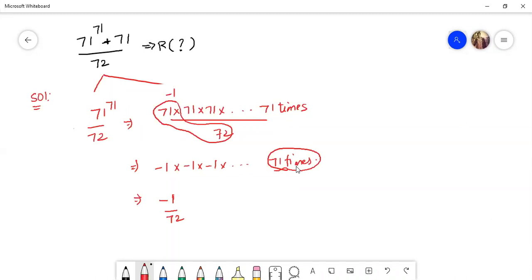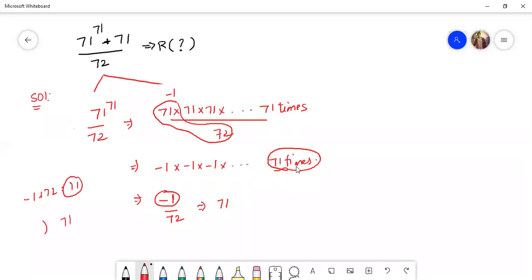Minus 1 by 72. Now tell me, if you convert it into a positive value, how much should be your answer? This should be 71. Simple. Whenever you get a negative remainder, add the denominator to the value. So minus 1 plus 72, this is 71. Yes or no?